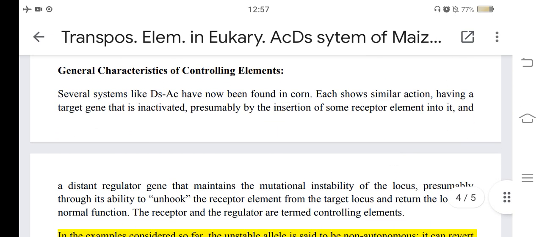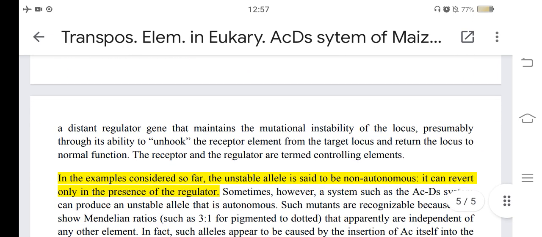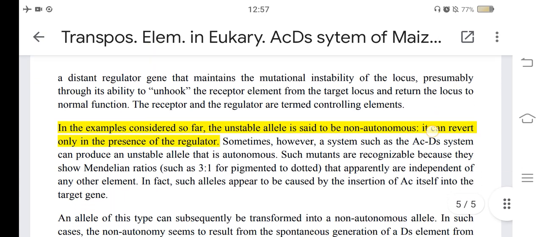General characteristics of controlling elements. Several systems like DS-AC have now been found in corn. They show similar action, having a target gene that is inactivated presumably by the insertion of some receptor element into it, and a distant regulator gene that maintains the mutational instability of the locus, presumably through its ability to unlock the receptor element from the target locus and return the locus to normal function. The receptor and the regulator are termed controlling elements.